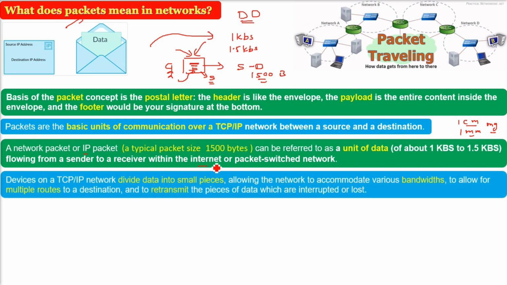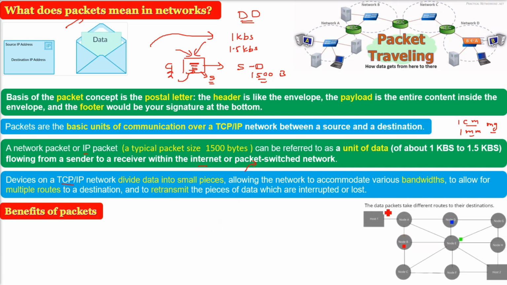That is why it is called a packet switched network, because the packets are moving from one place to another, from one device to another. And devices on the TCP/IP network will do what? Because a packet has no fixed size. It depends totally on the bandwidth. It depends totally on the available network, whether the width is fixed or varying.